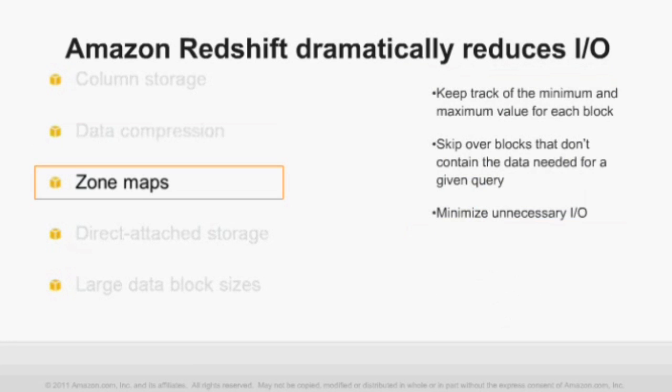And then we use zone maps. So zone maps allow us to keep track of the minimum and maximum value of each block that's stored on disk for the columns. And so when you run queries, you can skip over these blocks that don't contain the data needed for a given query. So, as I mentioned earlier, instead of having to scan the whole database to get all the result sets and then filter off of it, we can skip entire blocks that don't matter for that particular query. And so that enables us to minimize unnecessary I/O.